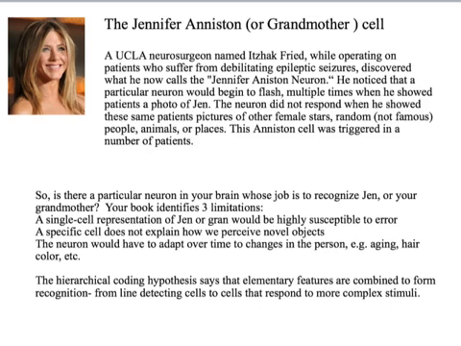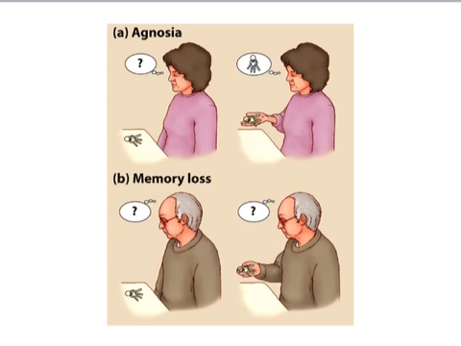It's more likely that the hierarchical coding hypothesis is true, which says that elementary features are combined to form recognition from line detecting cells. And remember, those line detecting cells are in V1, the striate cortex of the primary visual cortex, and then move out to cells that respond to more complex stimuli.